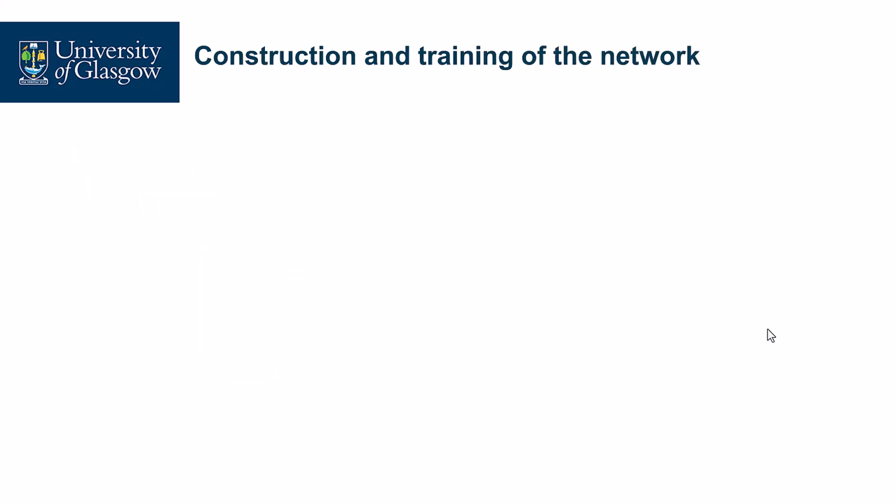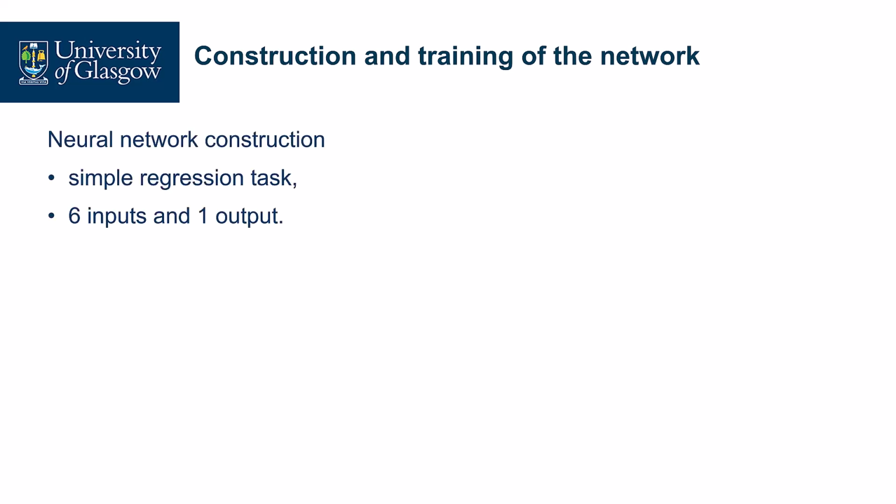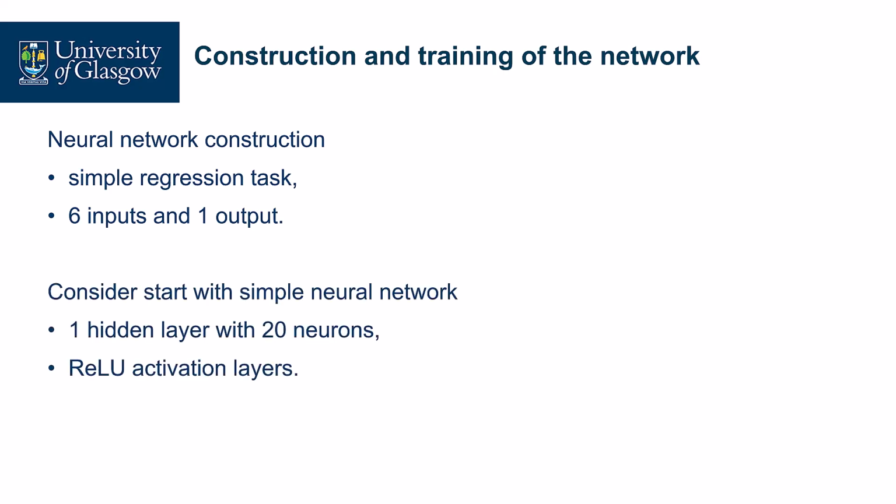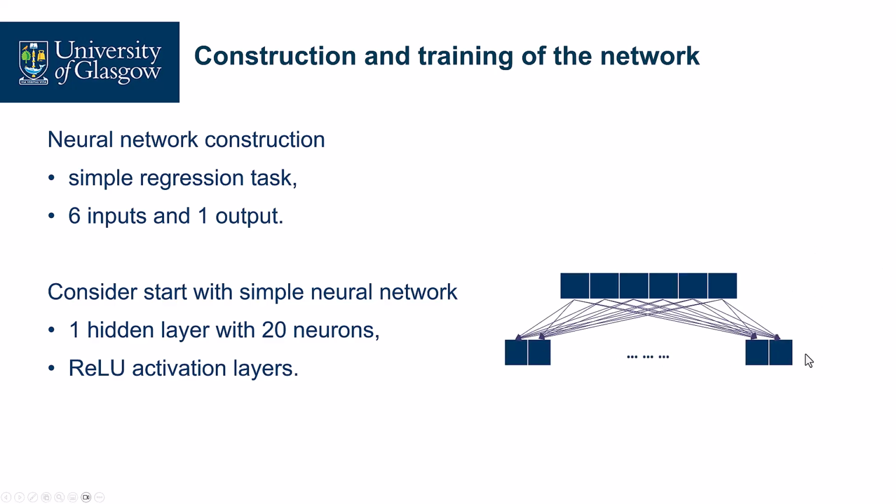Now I will construct a neural network. So let's see what this problem is: 5 inputs, 1 output, right? We will construct a neural network based on this. We will start from a simple network structure. I would use 1 hidden layer with 20 neurons. These are empirical guesses, right? And I use the ReLU activation function. So here we can see the 5 inputs, the 20 neurons, and 1 output. This is the neural network that we want to build.